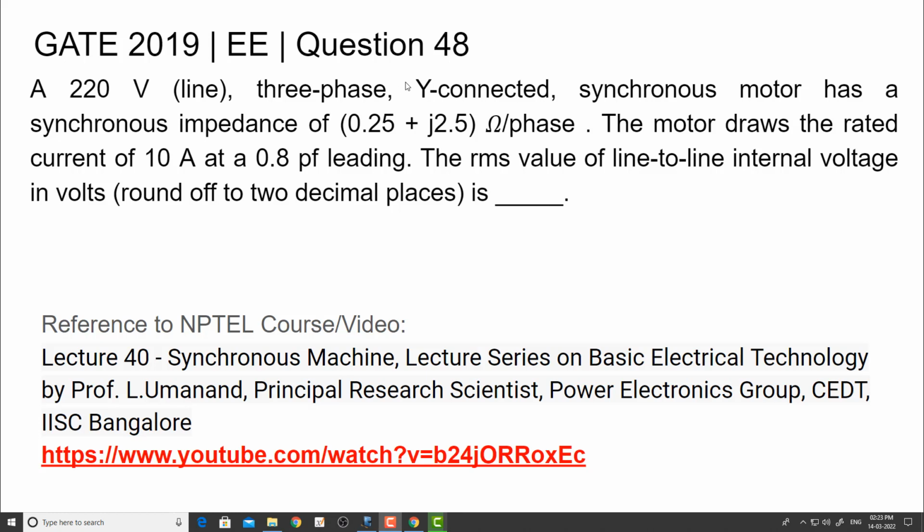The question is: a 220 volts line, 3-phase star connected synchronous motor has a synchronous impedance of 0.25 plus j 2.5 ohms per phase. The motor draws the rated current of 10 amperes at a 0.8 power factor leading. The RMS value of line-to-line internal voltage in volts is? You can round off to 2 decimal points.